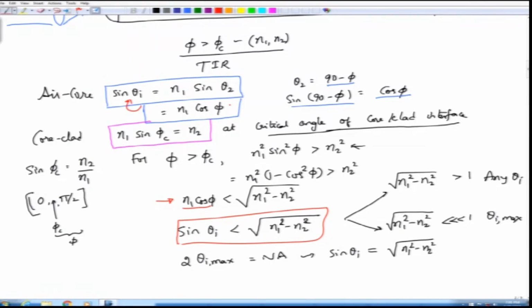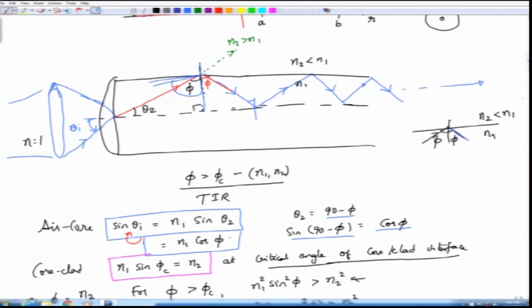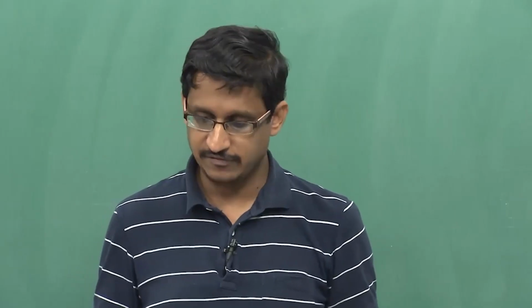Now, we have two possibilities. One, if n1 square minus n2 square is much larger than 1, then any angle theta I is possible. If this square root value is greater than 1, then any angle theta I will be accepted by the fiber. However, in practice this is not what happens. In practice, as I said, the difference between n1 and n2 for a single mode fiber is about 0.4%. It will change up to 1.5% for non-zero dispersion shifted fiber, and it will be around 0.6 to 0.8% for a zero dispersion shifted fiber.